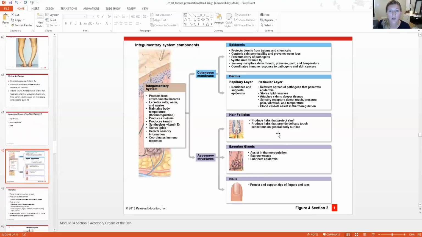Hair follicles are basically for protecting and producing sensations. You are aware of a breeze blowing when the little hairs on your arms move around. Your glands are there to get rid of waste. They're also there to lubricate and protect. And your fingernails are there for helping with grasping as well as protection.